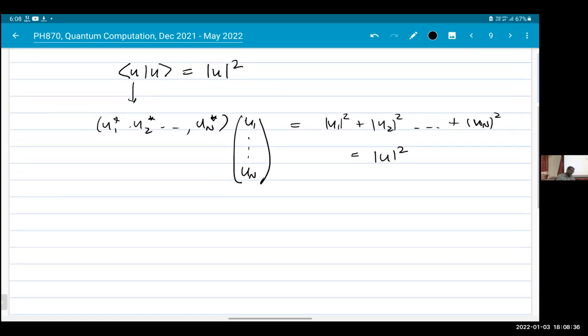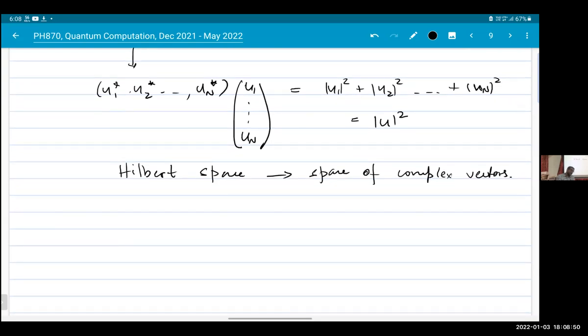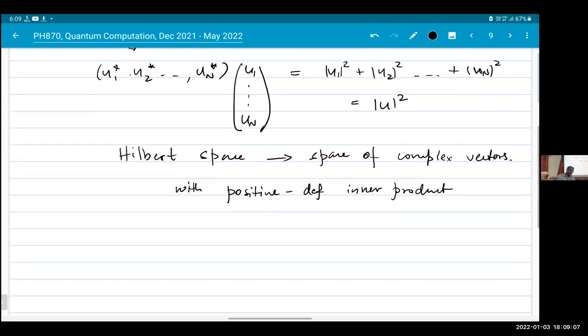So Hilbert space, where we will spend all our time, is the space of complex vectors, so complex vectors with the positive definite inner product, which is defined in this way.